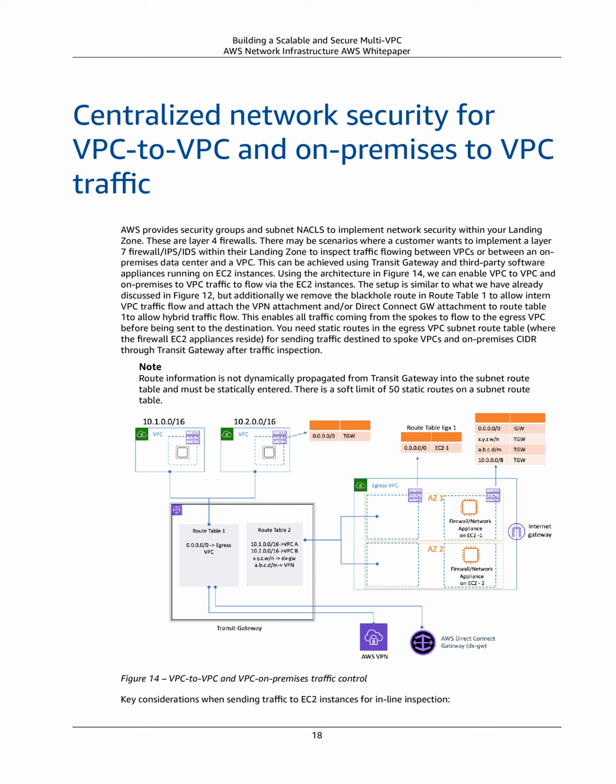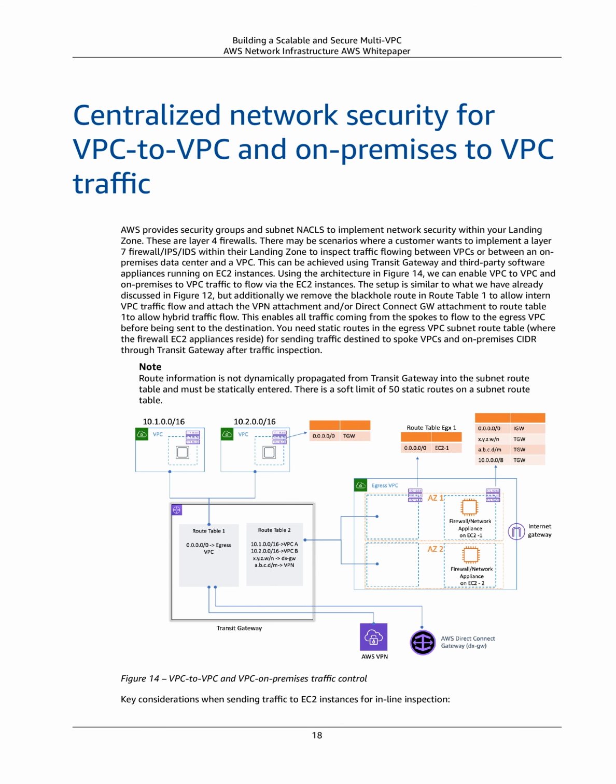Centralized network security for VPC-to-VPC and on-premises to VPC traffic. AWS provides security groups and subnet NACLs to implement network security within your landing zone. These are Layer 4 firewalls. There may be scenarios where a customer wants to implement a Layer 7 firewall/IPS/IDS within their landing zone to inspect traffic flowing between VPCs or between an on-premises data center and a VPC. This can be achieved using transit gateway and third-party software appliances running on EC2 instances.